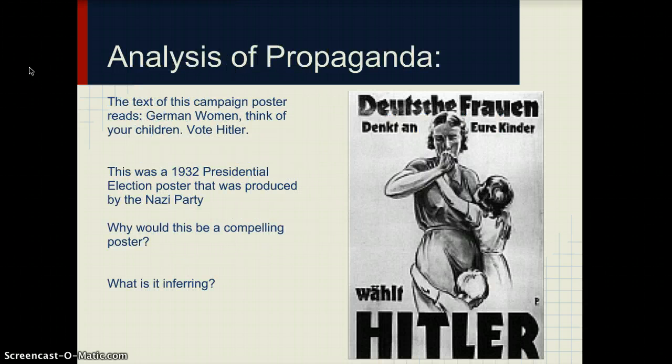So now we step into the analysis of propaganda. If we take a look at this poster, we see a German woman holding her children, and the text reads, "German women, think of your children, vote Hitler." This was a 1932 presidential election poster that was produced by the Nazi Party. Now, the questions that you'd ask about this poster is, why was it created? Why would this be a compelling poster? And what is it inferring?